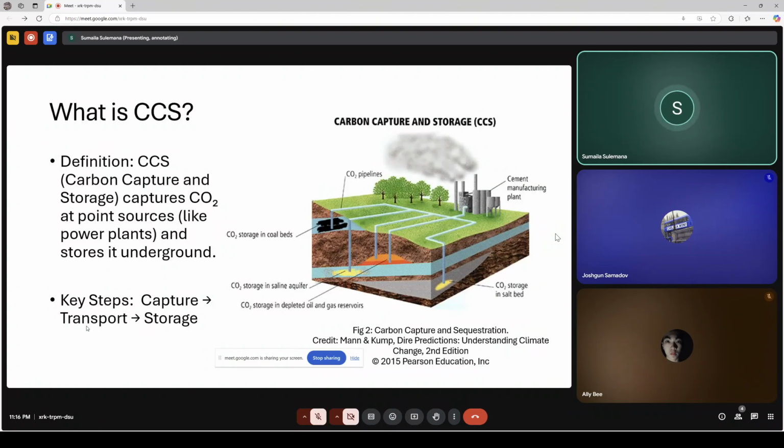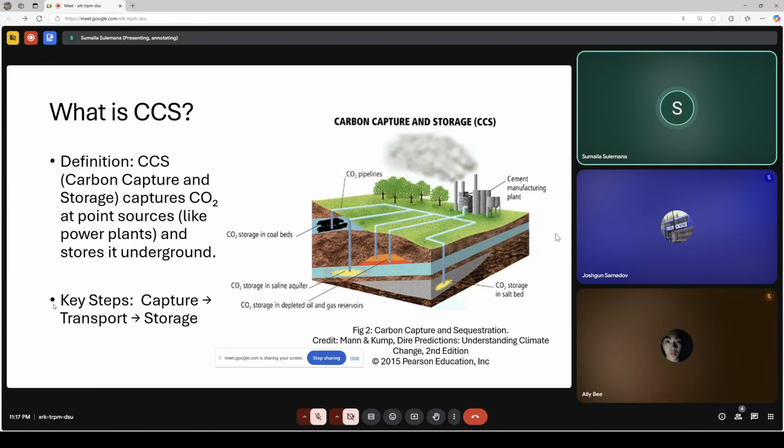So what is CCS? Probably this is the most common among all of them, like we've been hearing much more. CCS is basically carbon capture and storage. We capture CO2 at point sources like power plants or heavy industrial emission areas and store it underground. The key steps we look at are: we capture, we transport and we store. These are the three main process steps when it comes to CCS. It may seem like a simple three-step process.